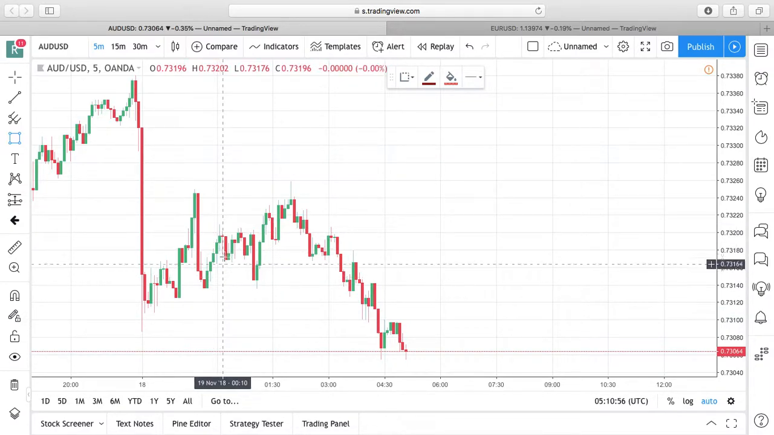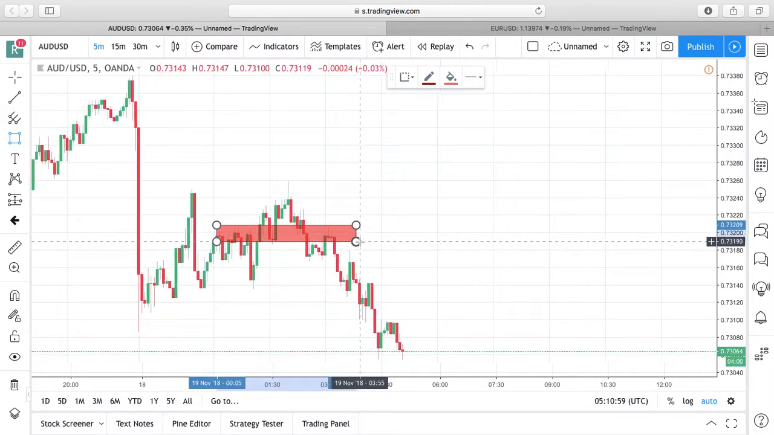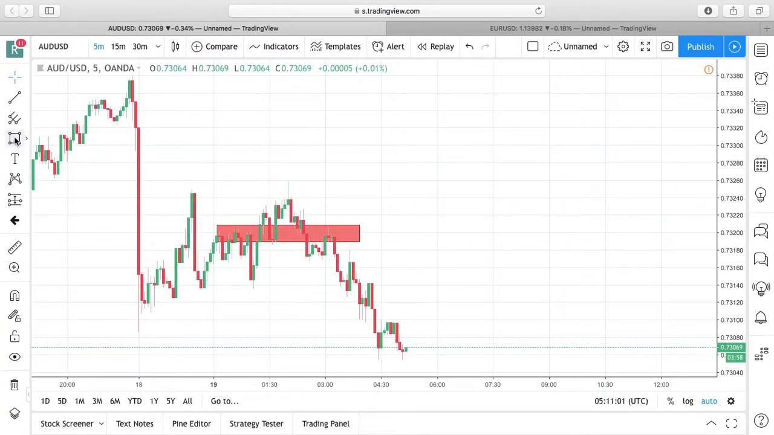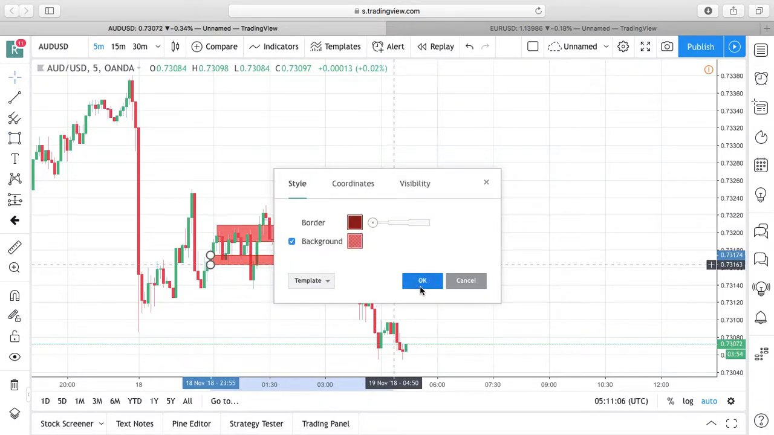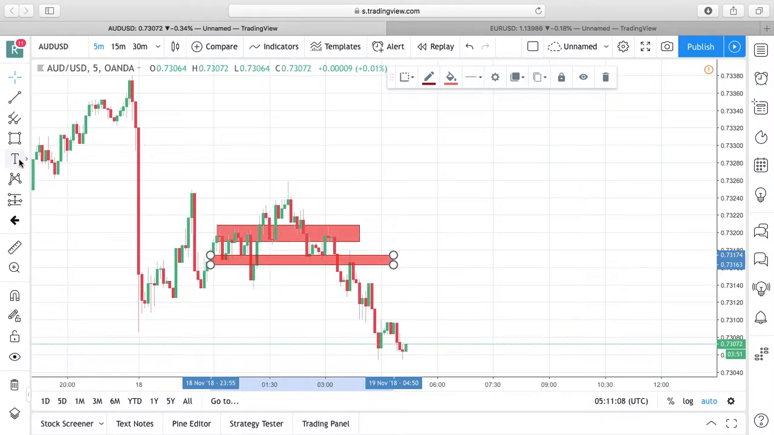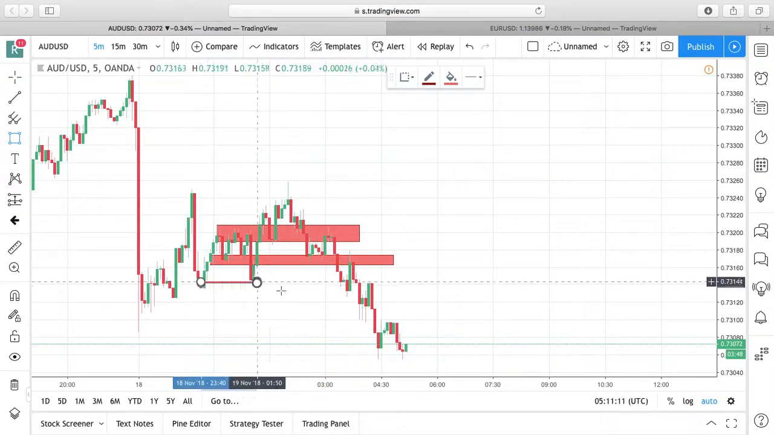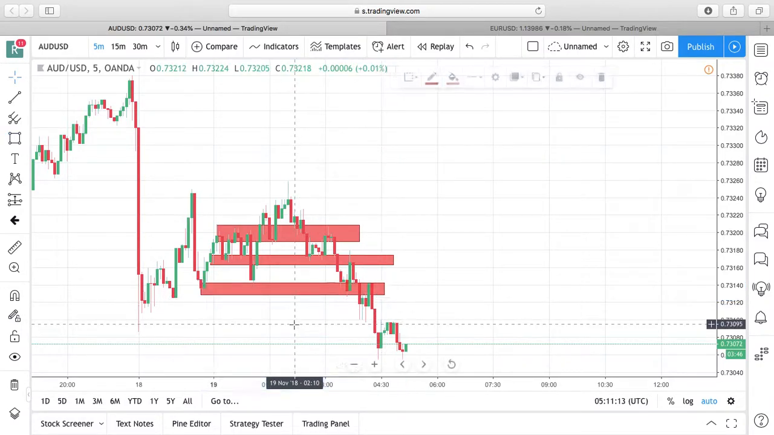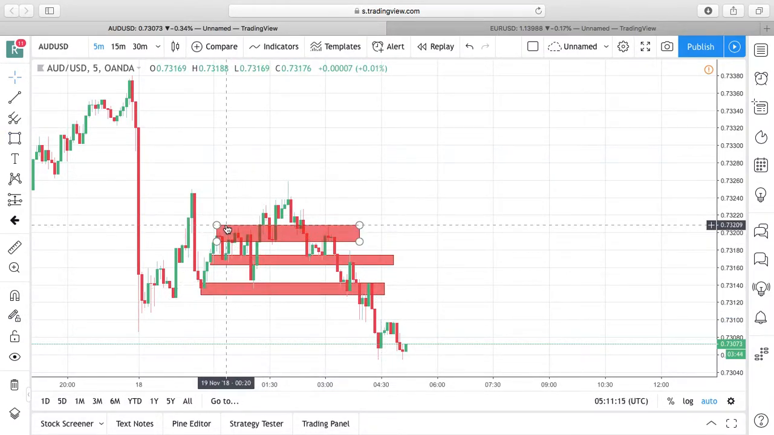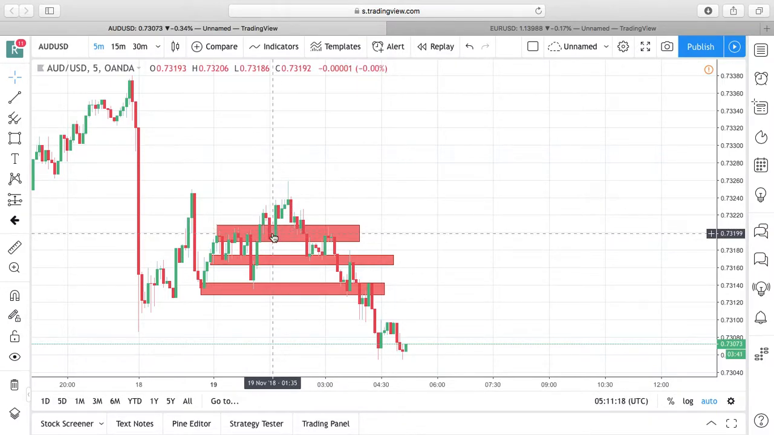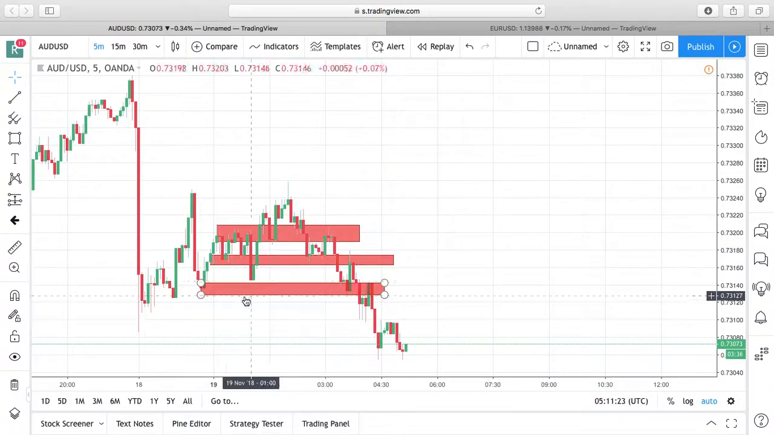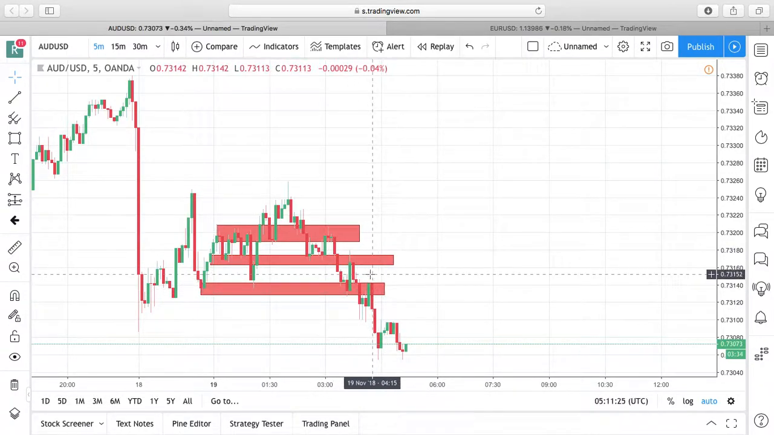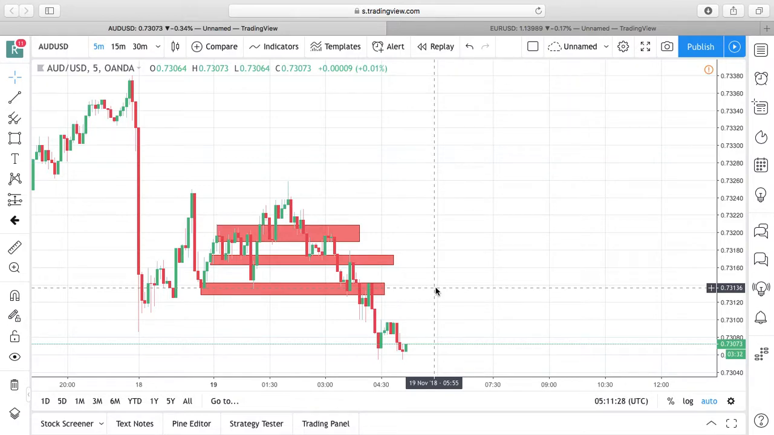So let's start with this area here. All right, and then let's also do this area here. Okay, and then let's also do this area right here. Okay, so resistance, support, resistance, support, support, resistance, support, support, support, and resistance. I hope that makes sense.